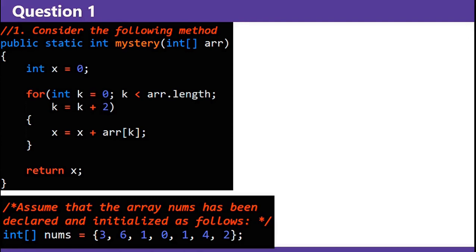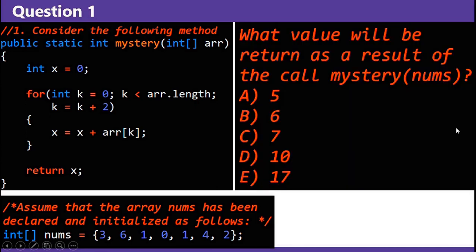An integer array containing 3, 6, 1, 0, 1, 4, 2. What value will be returned as a result of the call mystery(nums)? So if you put this array into this method, what gets returned? Well, this method is adding up every other element of the array. So 3 plus 1 plus 1 plus 2 is 7, so C.